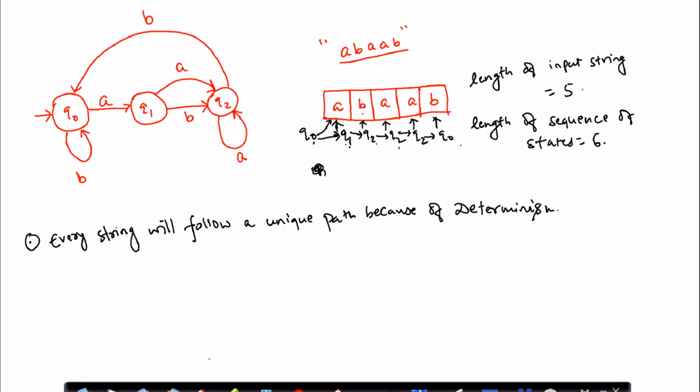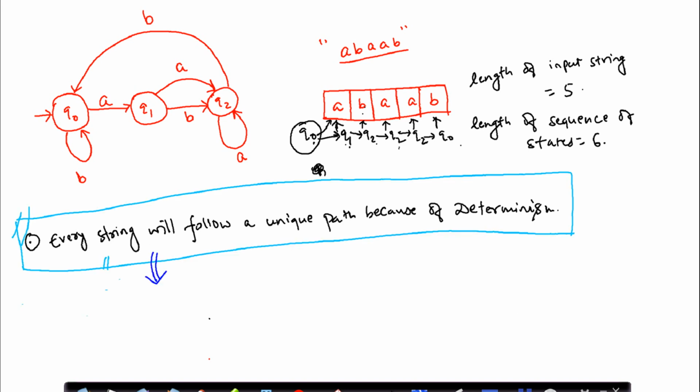equal to 6. So in a deterministic finite automata, whatever your input string length is, your length of sequence of states will be one more than that, because you are starting from an initial state without seeing any input. So the sequence of states includes that initial state. So it is going to be one more than the length of the input string. This is information that we will capitalize on later.